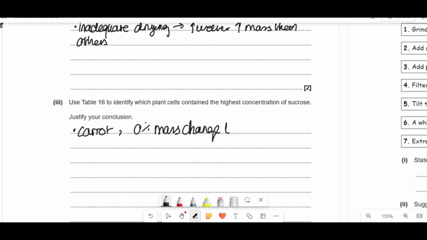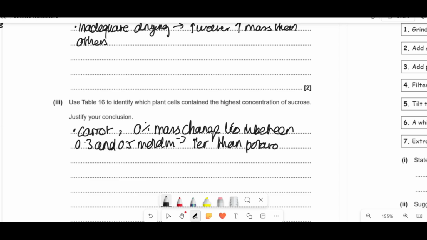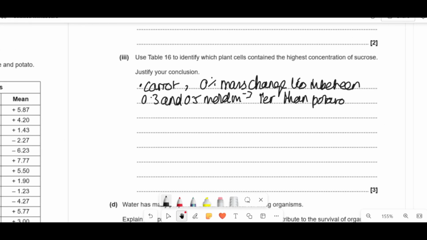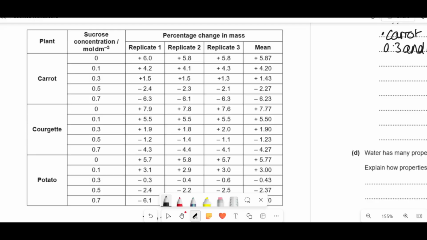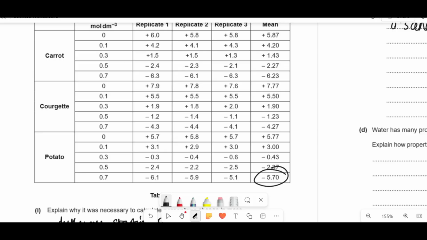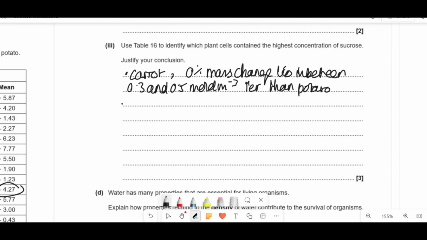0% mass change lies in between 0.3 and 0.5 mol dm^-3, right? So this is higher than the potato where there's no change. And then as well as that, we need to still explain why it had the highest sucrose. So if we look at the other concentrations, if I look at carrot here, it's got minus 6.23 here versus courgette, which is minus 4.27, and the potato's minus 5.7. So it's actually lost the most at 0.7, which means very little water has actually moved out as well. So for courgette at 0.7, it lost the least mass compared to the others as well.